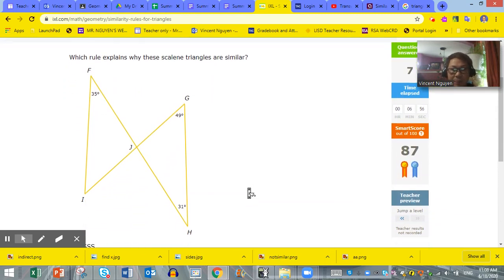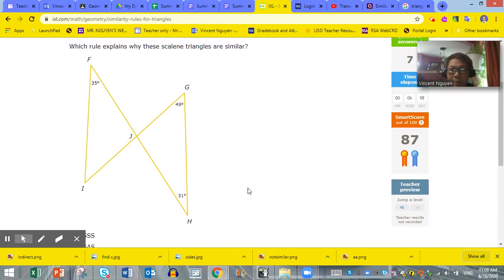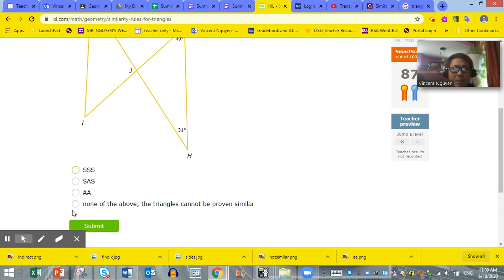Let's try this one more time, okay? All right, what do we have here? We have J, which is vertical angle, so they are congruent. And then let's check the other one out. Okay, we have 39 and 49 and 31 here, and then we have 35 here. So technically, we only have one pair of congruent angles, and that's not enough for us to prove. We need at least two pairs of congruent angles. So I'm gonna hit none of the above.